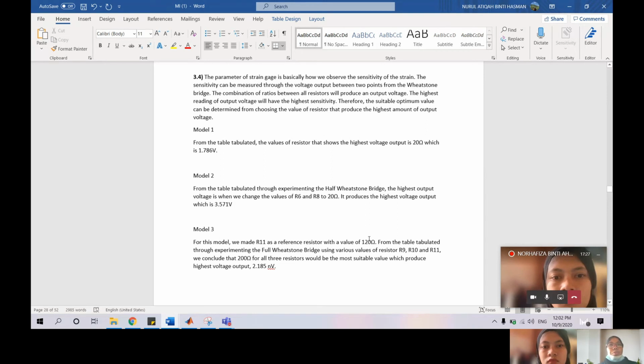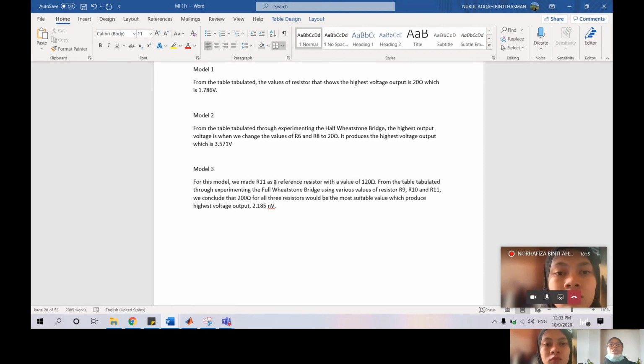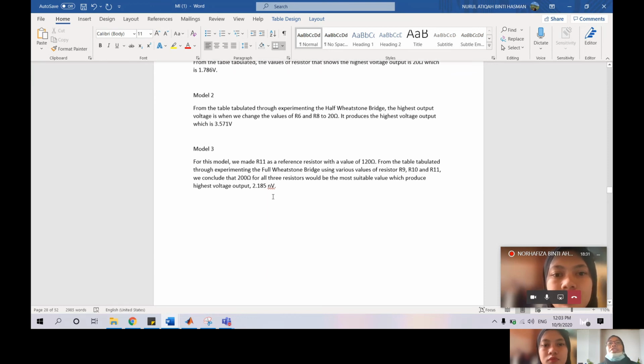For model 2, we can see that also when the potentiometer resistor is 20 ohm, it produces the highest output voltage, which is 3.571 volt compared to the others. For model 3, we also choose the highest voltage output, which is when the resistor is 200 ohm. It produces the highest voltage, which is 2.185 nanovolt.